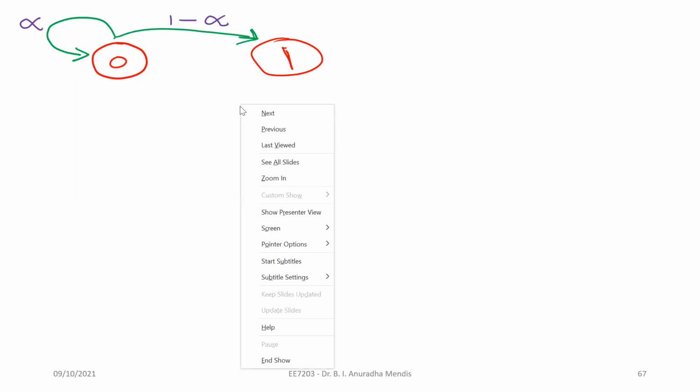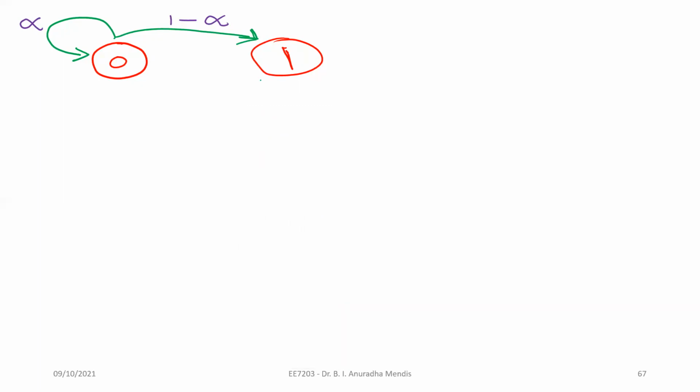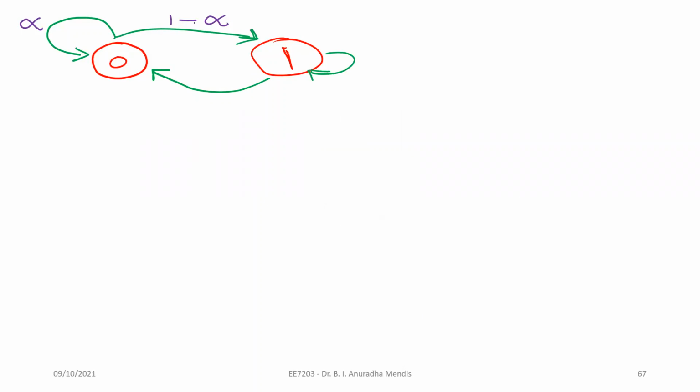Okay. And again, what is the probability if it is not rain but tomorrow rain? This one. And there can be a self probability. So this is given as beta. This should be 1 minus beta. So this is the Markov chain. This is a reduced Markov chain. This is not periodic.